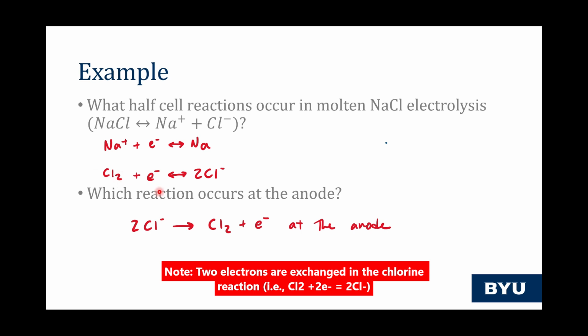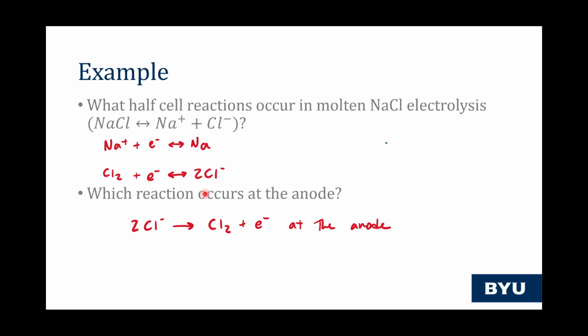And then we say, well, which one's going to happen at the anode? And well, we know one of our reactants needs to be chloride or sodium ions. And so anode, that means oxidation. And so which one of these reactions is the oxidation reaction in its natural state with a chloride ion as a reactant? It's of course this one. So 2 chloride ions are going to react and create chlorine gas.